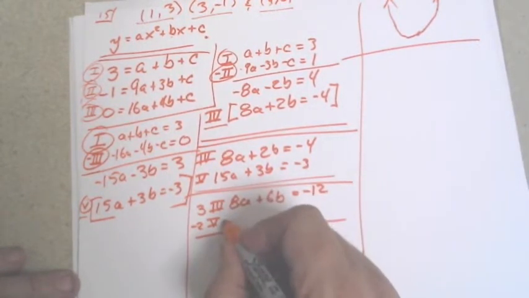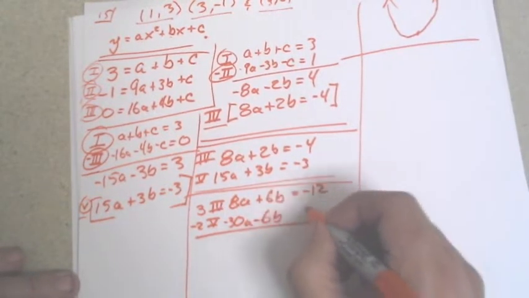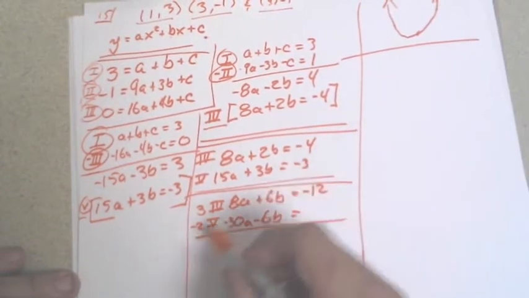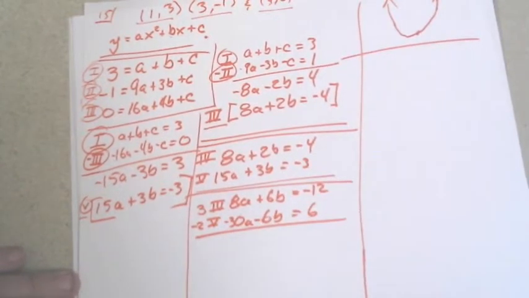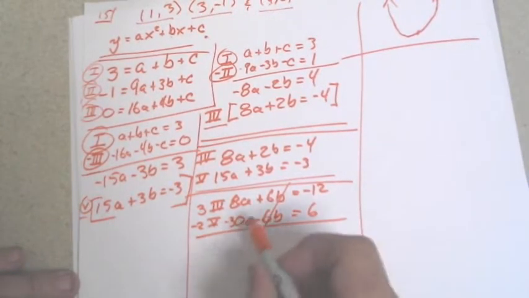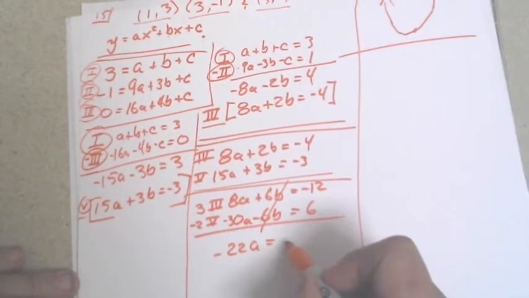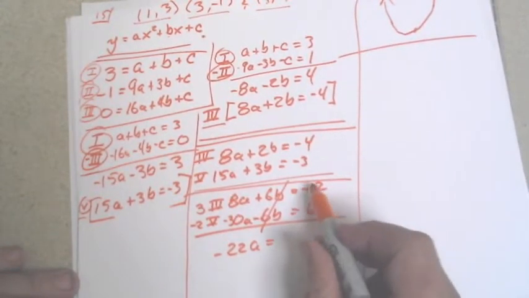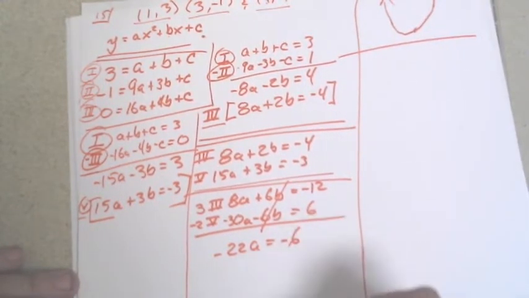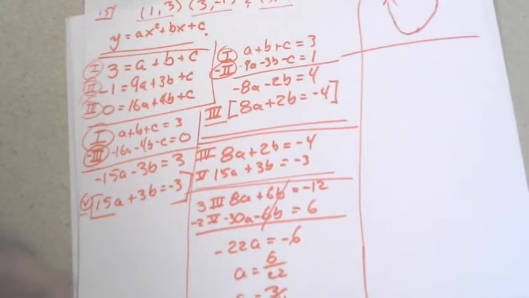-2 times that's going to be, what, -30a? That's ugly. Minus 6b equals -2 times that's going to be +6. Yeah, cool. Those are going to go away. It's nice. So we get -6a equals -6... so a equals 6/22, so a equals 3/11.